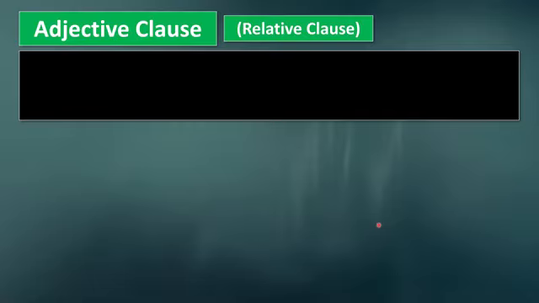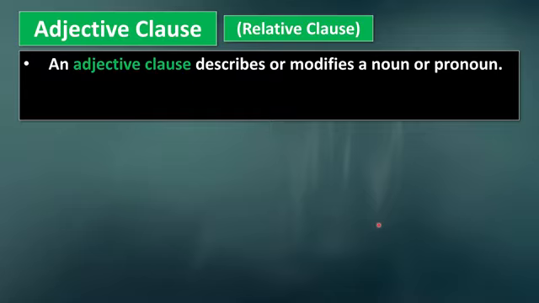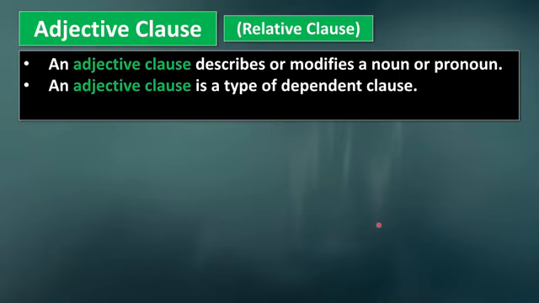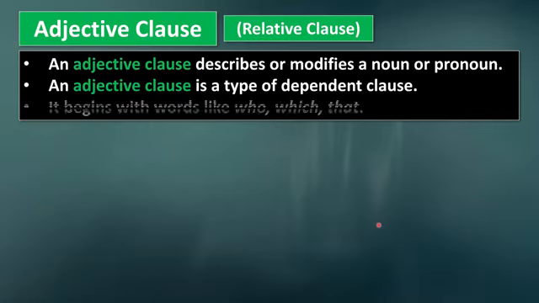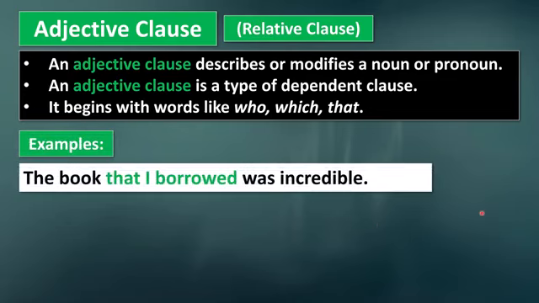Now let's move on to an adjective clause, which can also be known as a relative clause. And an adjective clause describes or modifies a noun or a pronoun. It is also a type of dependent clause. And it begins with words like who, which, that, etc. Let's look at some examples.